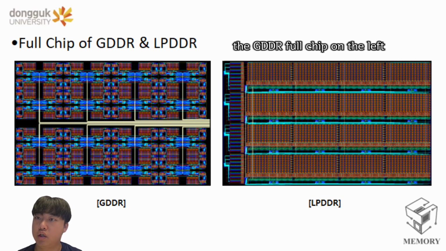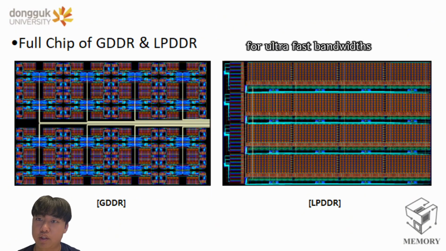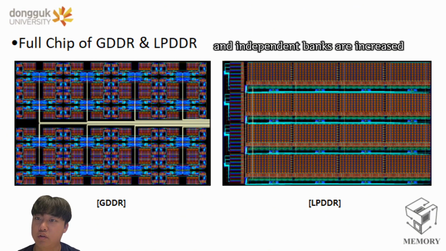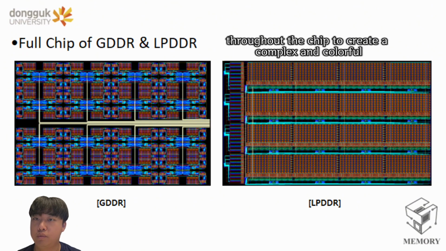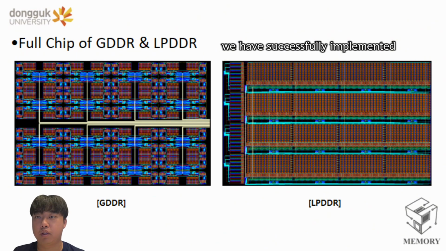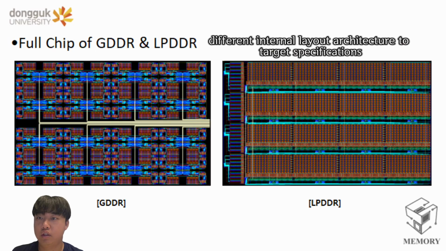The GDDR full chip on the left, on the other hand, is a graphics oriented layout for ultra-fast bandwidth, and the array is divided into small pieces and independent banks, and increased sense amplifiers and decoder routing circuits are densely distributed throughout the chip to create a complex and colorful symmetrical structure. As such, we have successfully implemented a variable full chip design that takes completely different internal architectures to target specifications.